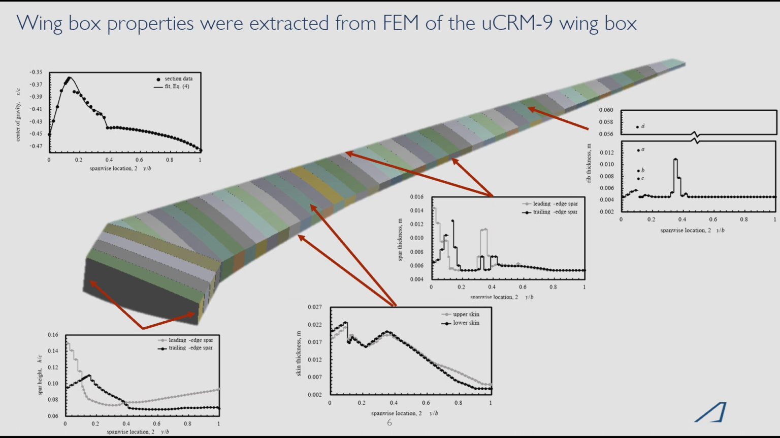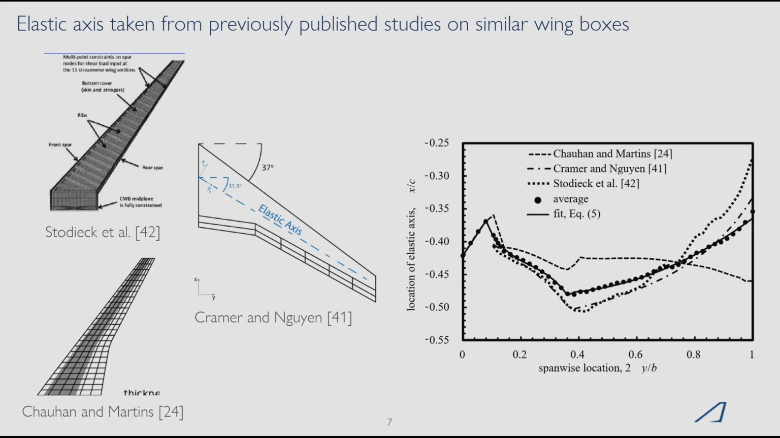The wing box properties were extracted from a finite element model of the UCRM9 wing box. So I was able to extract the front and rear spar heights and thicknesses, the upper and lower skins, and the ribs. I was also able to extract center of gravity information from the finite element model. This was just taking the coarse mesh provided by the University of Michigan for the wing box and importing it into ANSYS Mechanical, and the result is shown here.